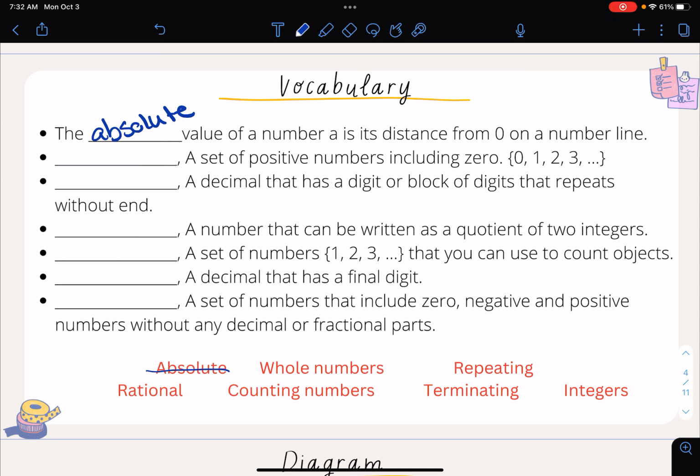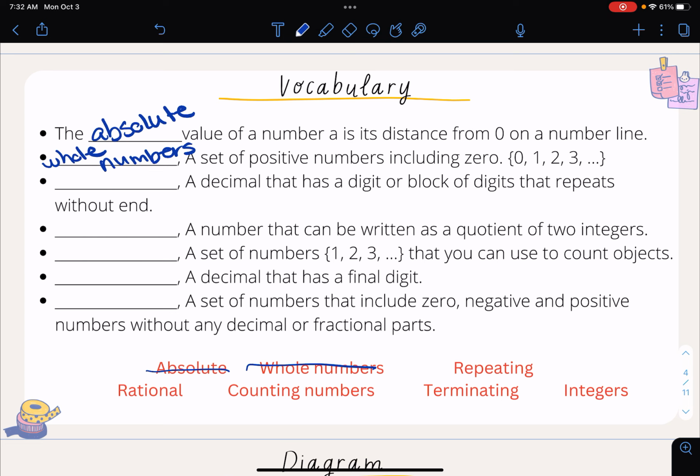Okay? And then a blank, a set of positive numbers including 0. So the numbers including 0, that would be your whole numbers. I'm going to write it sideways because my blanks don't seem to be long enough. Hopefully yours are. Whole numbers, a set of positive numbers including 0. Okay, and then it gives you some examples.